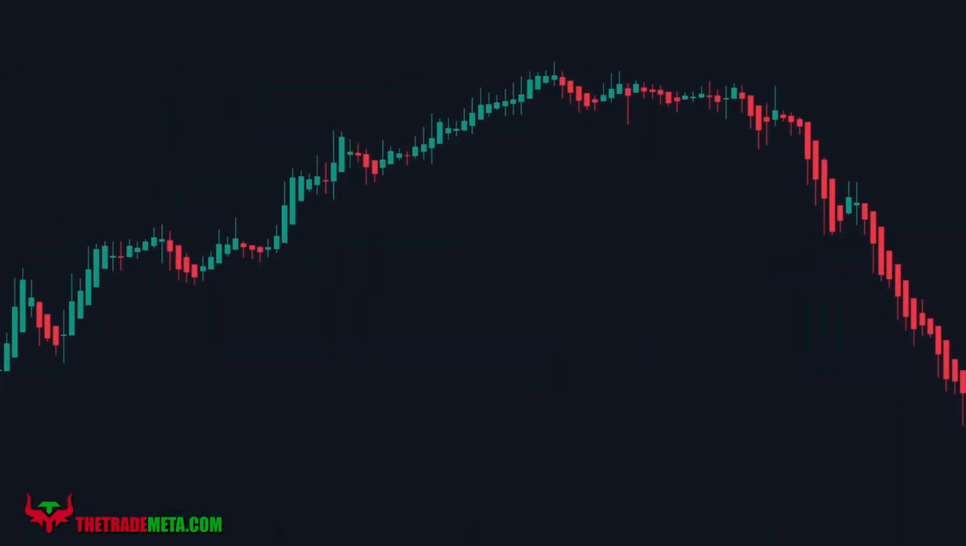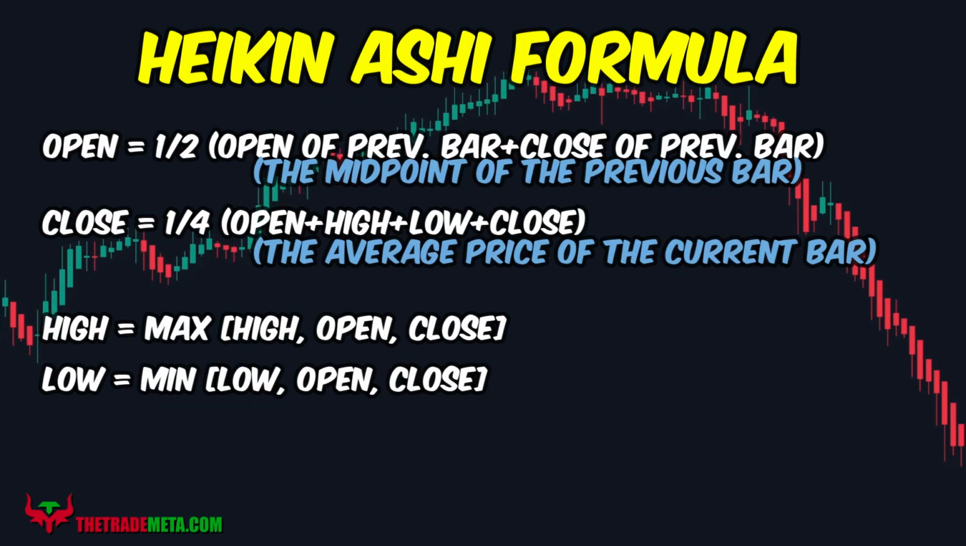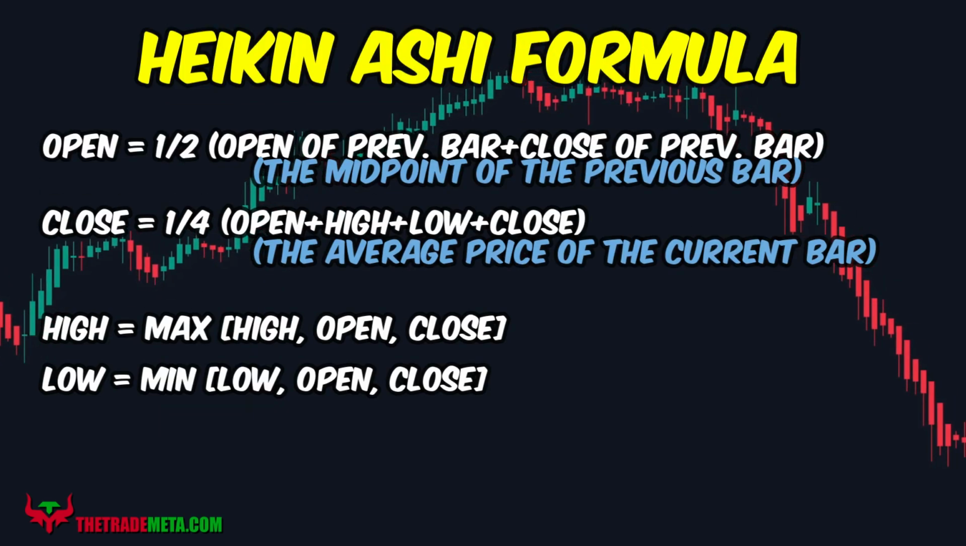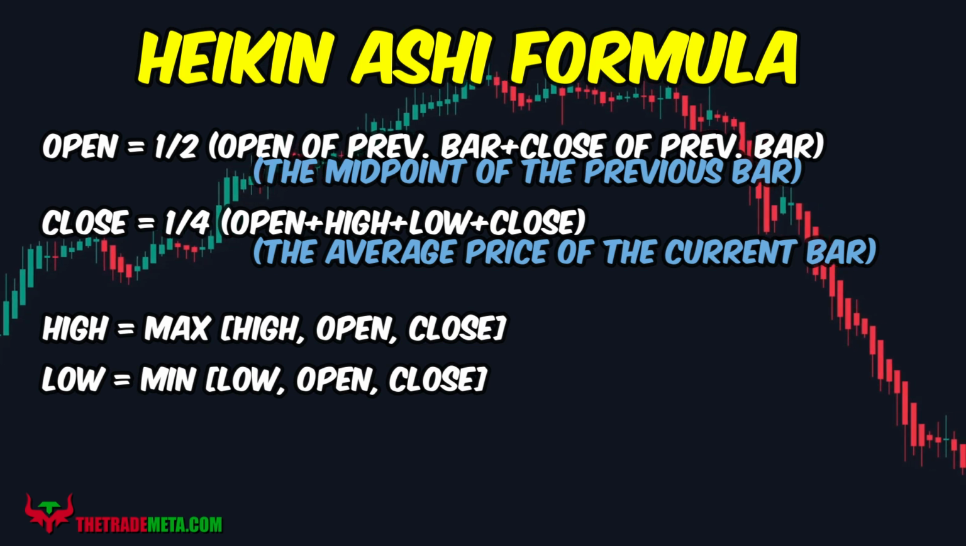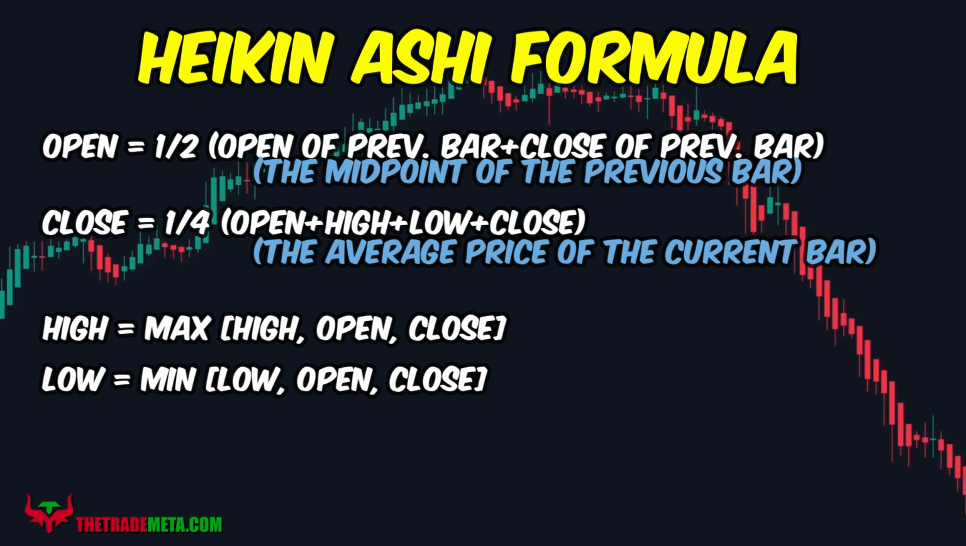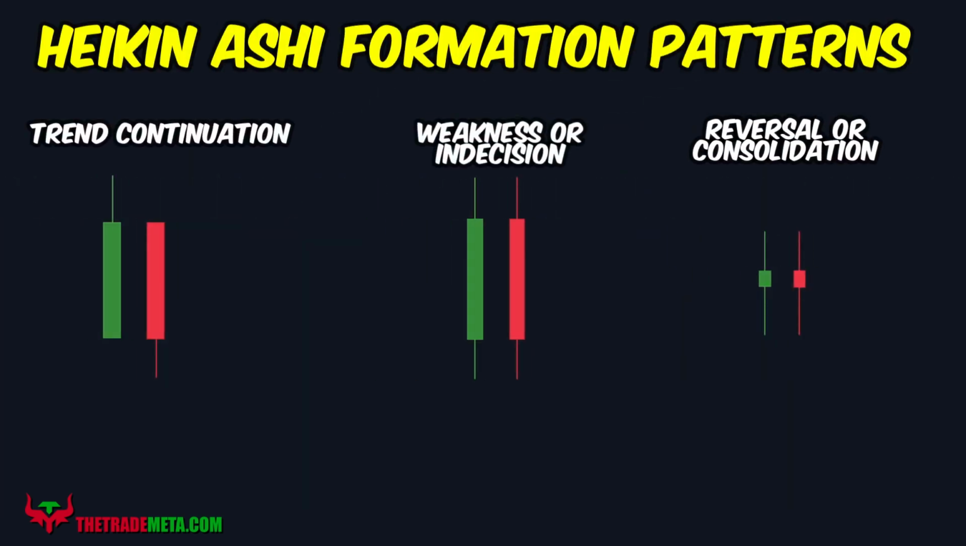Heikin Ashi candlesticks are modified Japanese candlesticks. They are calculated using the open-close data from the previous period candlestick and the open-high-low-close data for the current period candlestick to create a combo candlestick. The reason why the Heikin Ashi candles have a much smoother, less choppy look is because it's essentially taking the average of the current and previous candle.